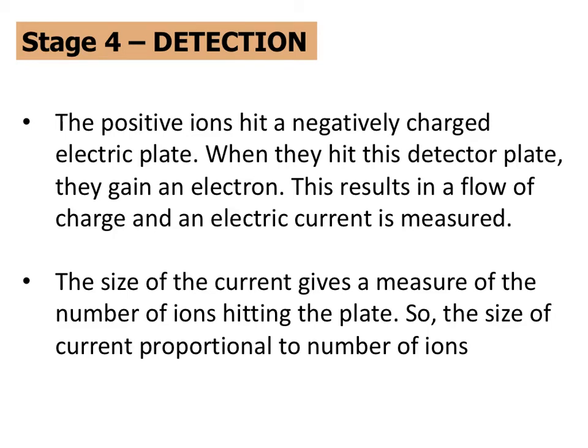So we've got a current flowing, that's going to tell us that we've detected something, and then the size of the current is going to be proportional to the number of ions that hit the plate, so how many electrons were effectively accepted. So from all of these things we get quite a lot of information regarding the sample that we put in right at the very beginning of the whole process.